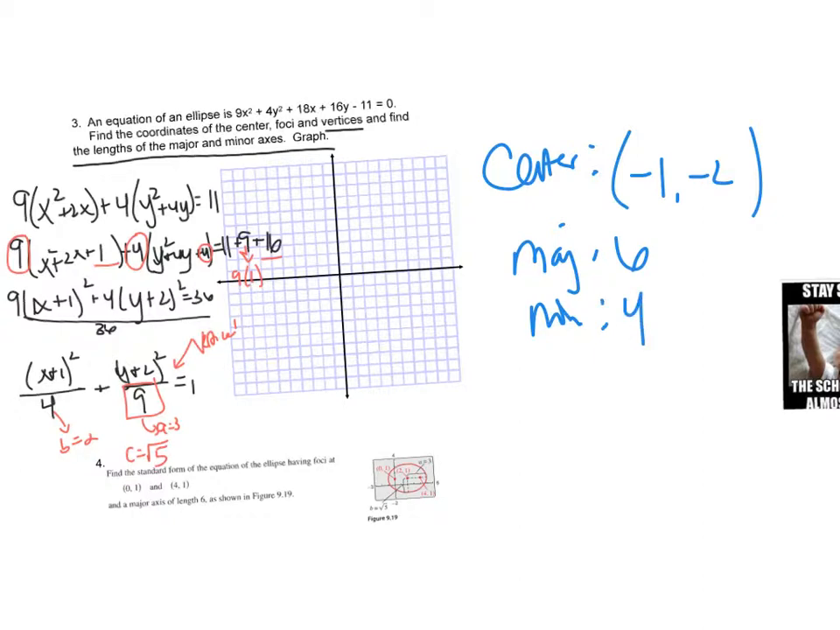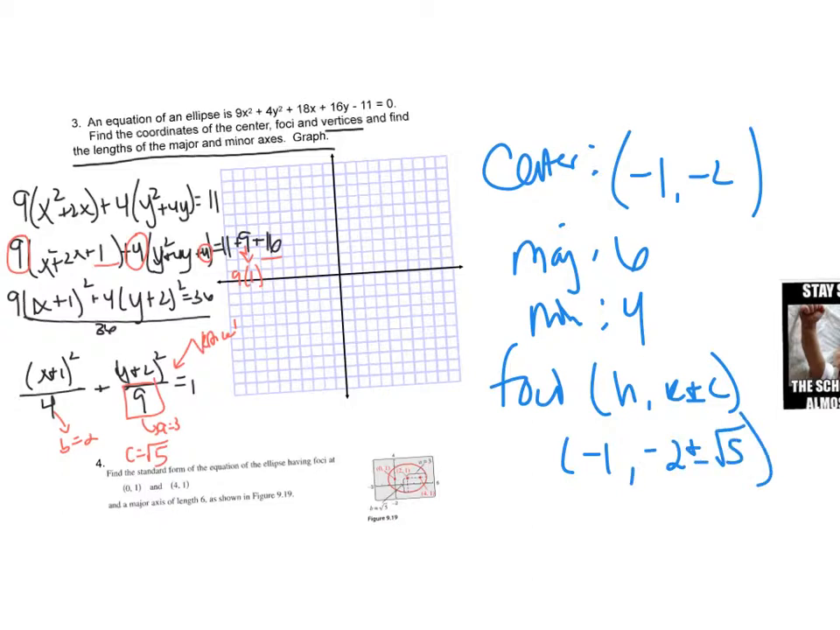Okay, and then again, you have to be careful with your foci here because now it's h comma k plus c, and minus c. All right, so now it's going to be -1 comma -2 plus or minus radical 5, which again you can put in your graphing calculator. It comes out to about -1 comma 0.24 and -1 comma -4.24. Okay, so that means we are good to graph.